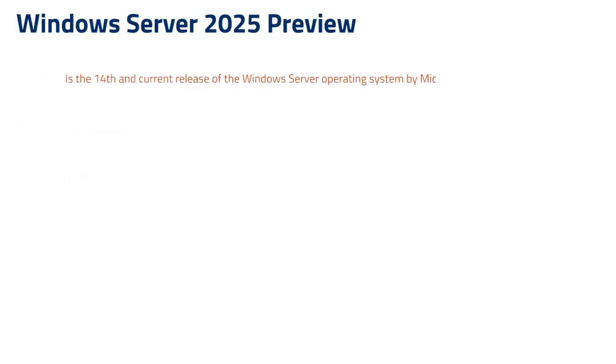Microsoft Windows Server 2025 is the 14th and current major version of the Windows NT operating system produced by Microsoft to be released under the Windows Server brand name. It was released on November 1, 2024.